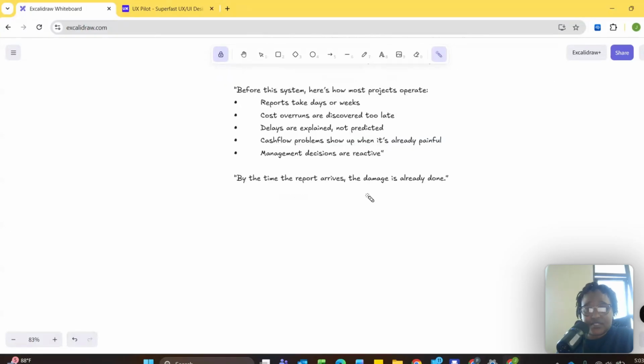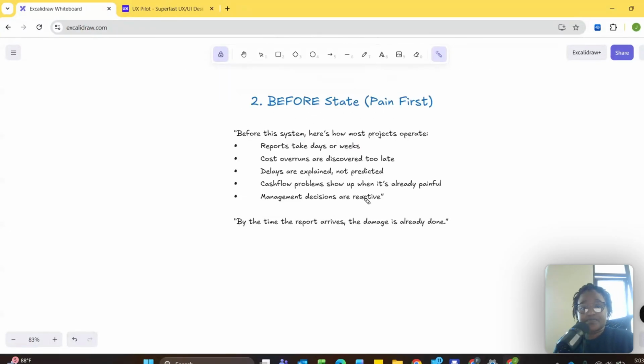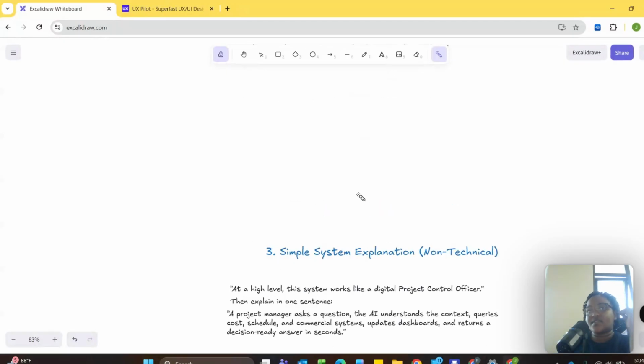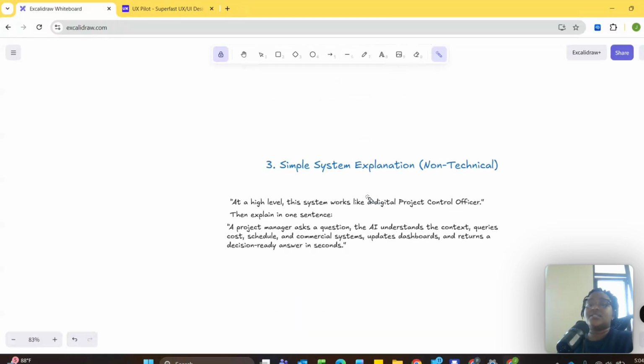So this is the before state. You have highlighted all the pain points. Now you know what kind of system your client needs. This cannot be nitty gritty, but it's just an overview of the system. Now you have this in mind, it's very good to communicate it to the client before further breaking down, from a non-technical point of view.